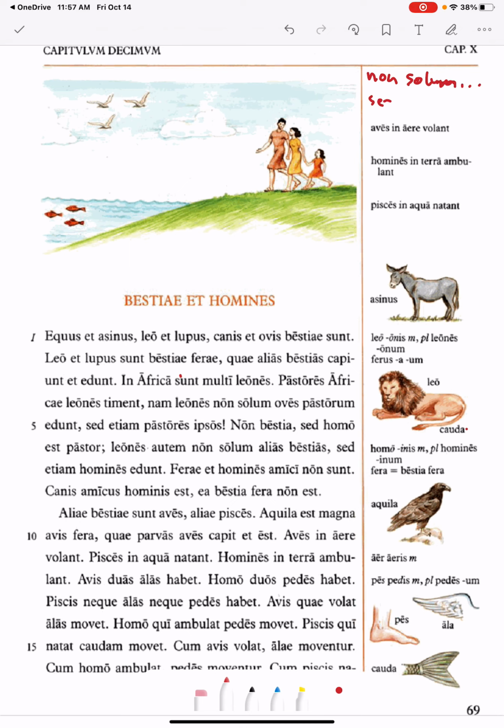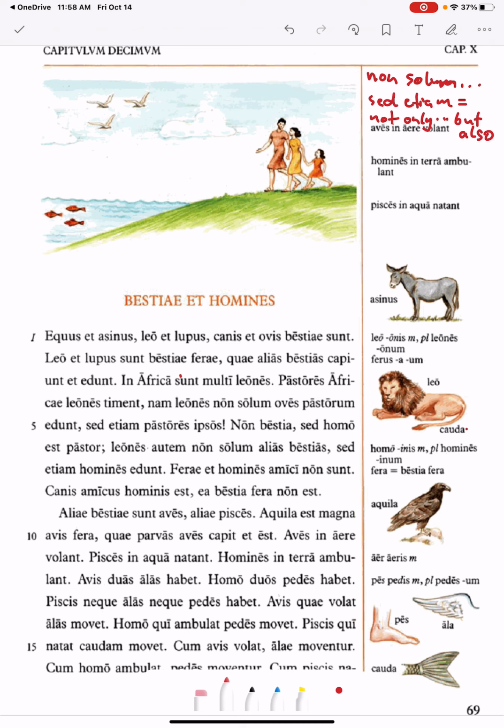sed etiam means not only, but also. So the pastores, the shepherds of Africa, fear the lions. Nam, for the lions do not only eat the oves pastorum, the sheep of the shepherds, sed etiam, but also the pastores ipsos, but also the shepherds themselves.